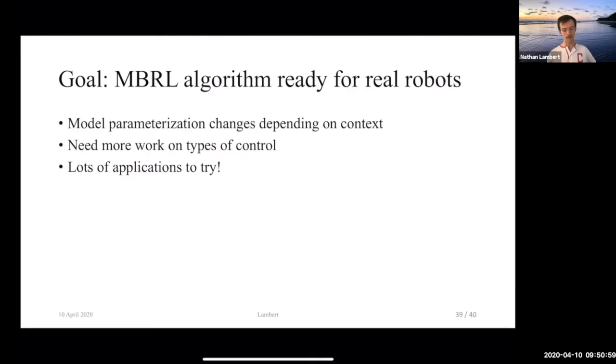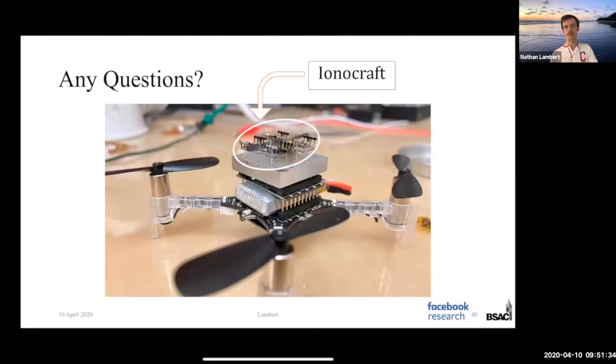So that's kind of where I'm leaving it for now, is the idea that we want to make a new model-based RL algorithm that's more ready for real robots. And we have to think about this trade-off between dynamics model and control. I've put a lot of time into figuring out different ways we could parameterize the dynamics model and where we're potentially losing performance. We need to take that into the control area, have a more back and forth discussion with that, and then try a lot of applications. So any questions?